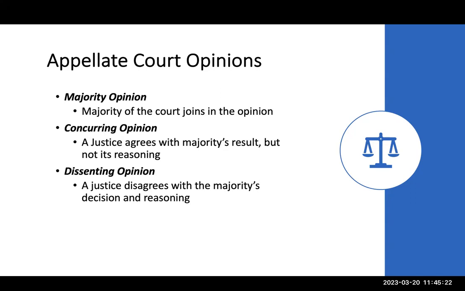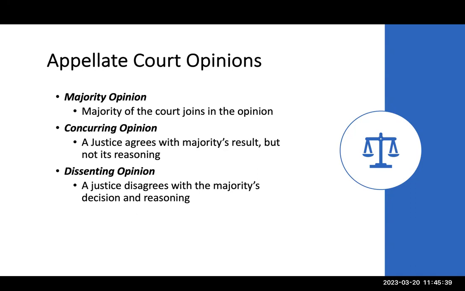If there's a dispute among the appellate court justices, the majority opinion would be the opinion of the majority of the judges that voted to either uphold or reverse the trial court.